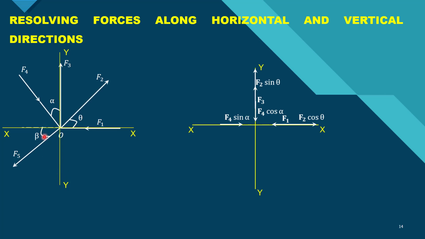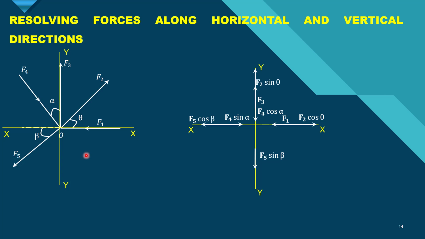Now, the angle is marked here. The component which is touching this angle will be cos, right? So F5 cos beta will be acting towards left, and F5 sin beta will be acting in the downward direction. So, I have resolved all the forces into two components. Now you can see there are no inclined forces acting on the system. There are only horizontal forces and vertical forces.